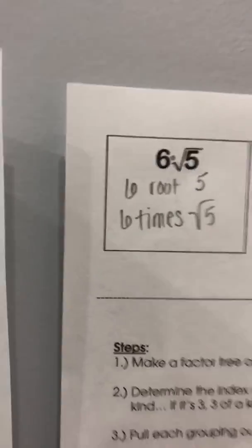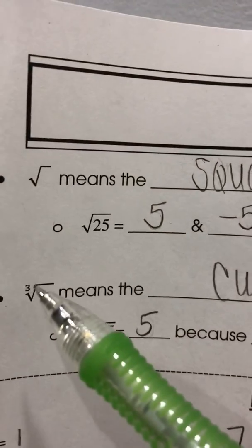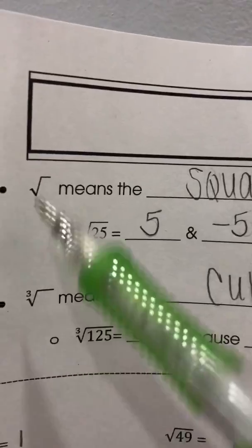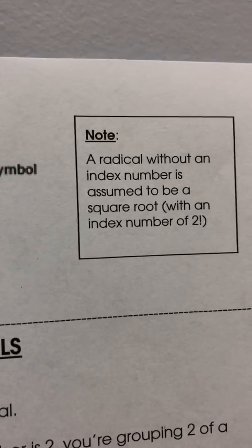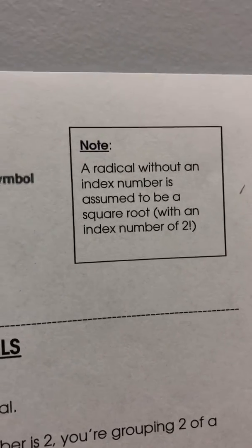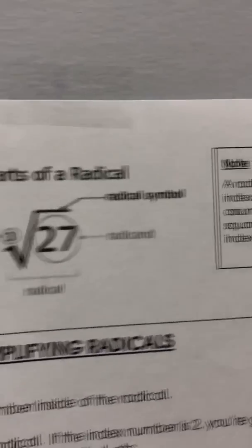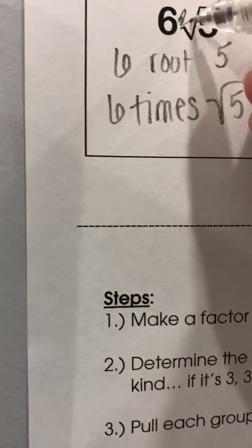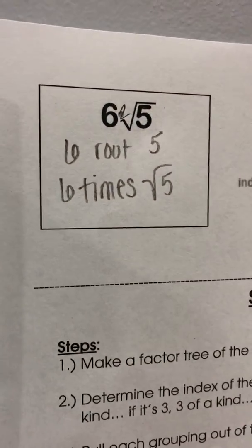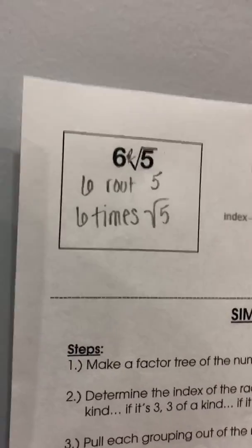And you've also probably noticed, like I had said back here, sometimes there's going to be a little number outside, that's called the index number, and sometimes there's not. So over here, we have a little note box for you that says a radical without an index number is assumed to be a square root with an index number of 2. So when I was just talking about 6 root 5 over here, really there's an invisible 2 hanging outside of that square root of 5. That's going to come into play when we're simplifying in a minute.